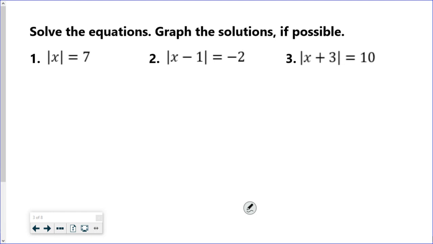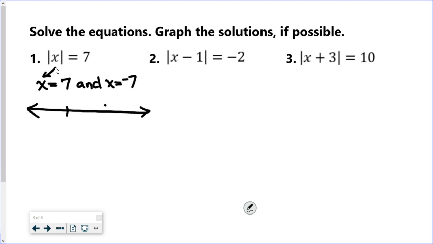Okay, so for number one, absolute value of x equals 7. Remember, as long as it's a positive 7, we're just going to say x equals 7, and x equals negative 7. That's the easy kind. On the number line, I have a negative 7 to the left, and that would be my answer for number one.